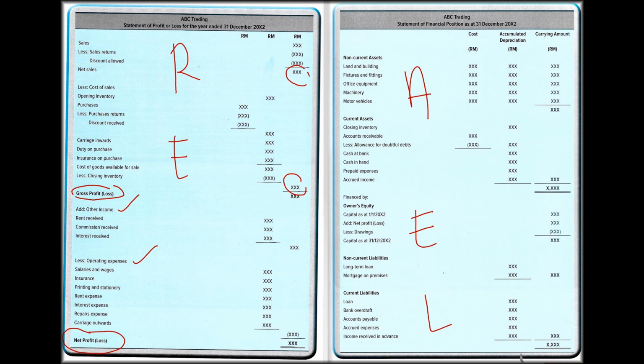Then it is financed by owner's equity. How do we calculate this? Capital plus or minus profit or loss, minus drawings, if any, equals capital or owner's equity at the end of the year. After that, it is followed by non-current liabilities and current liabilities. This is where you show your financial obligations, whether you are going to repay them within 1 year or more than 1 year.